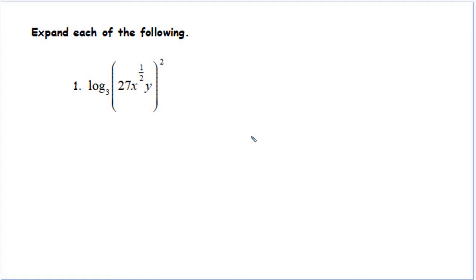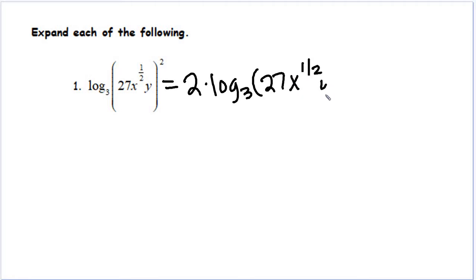Okay, so when we look at this, remember that we have to view this in order of operations. So we have this exponent, and I can't touch this product until I deal with this exponent. So power rule says that I can bring this exponent down as a multiplier, so as a coefficient. So 2 times log base 3, 27 x to the 1/2 times y. Now here, the next thing, remember when we are expanding, we're looking for multiplication, division, or exponents, and we're going to take them in the other direction.